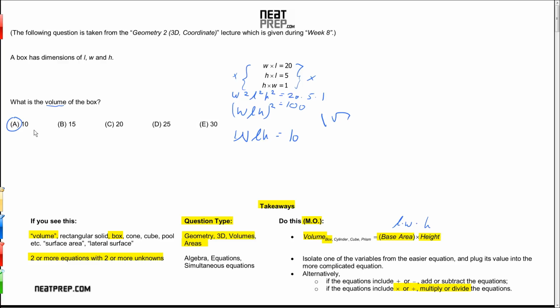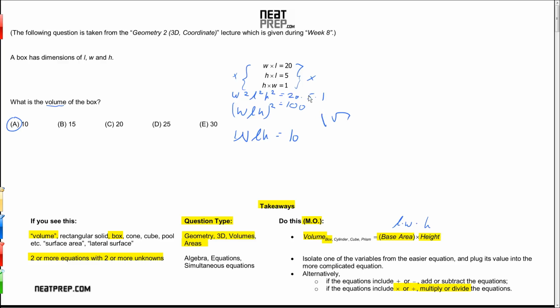So this is a tricky question. Of course, you can go about trying to solve it using the orthodox method of trying to isolate W from here and W from here, and then maybe compare 20 over L equals 1 over H, and then plug both of these values into the third equation. But that is very, very time consuming. Remember that on this examination, you don't have time to go about solving the question using the long route.